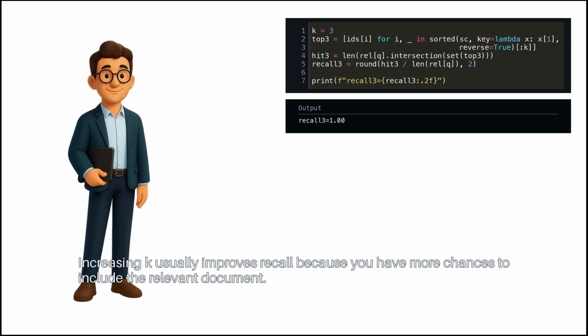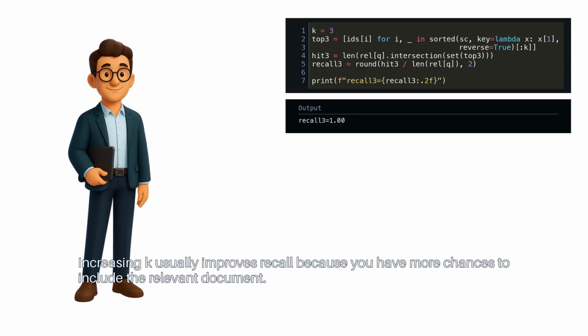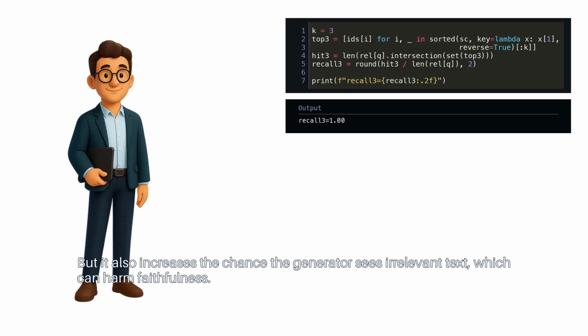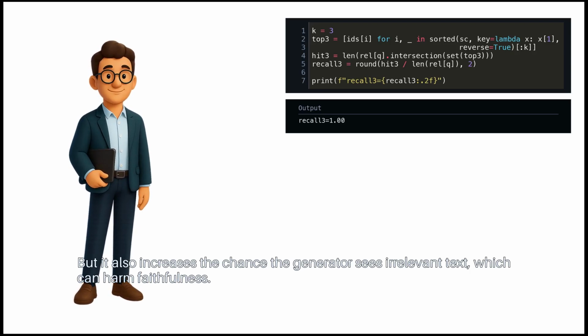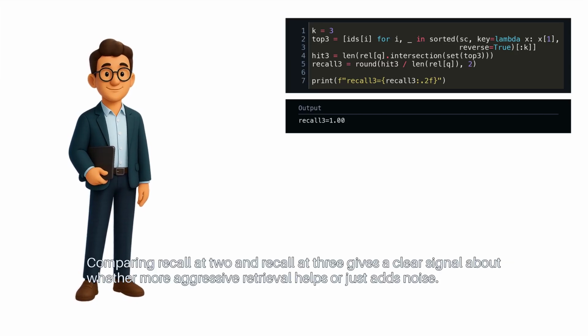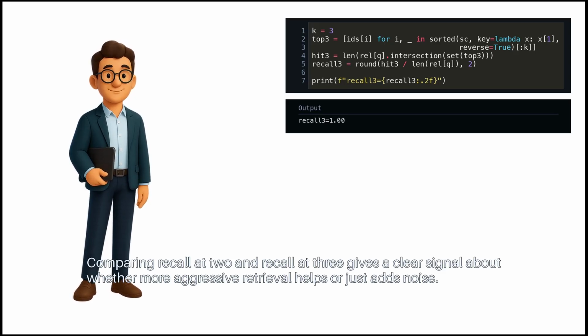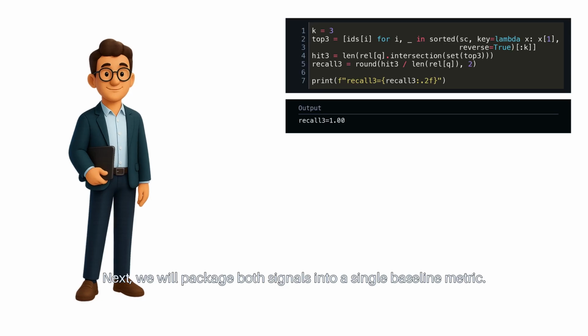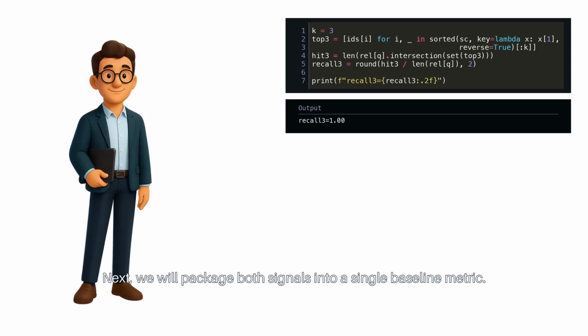Increasing K usually improves recall because you have more chances to include the relevant document. But it also increases the chance the generator sees irrelevant text, which can harm faithfulness. Comparing recall at 2 and recall at 3 gives a clear signal about whether more aggressive retrieval helps or just adds noise. Next, we will package both signals into a single baseline metric.